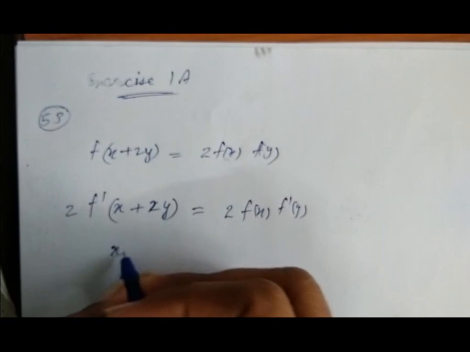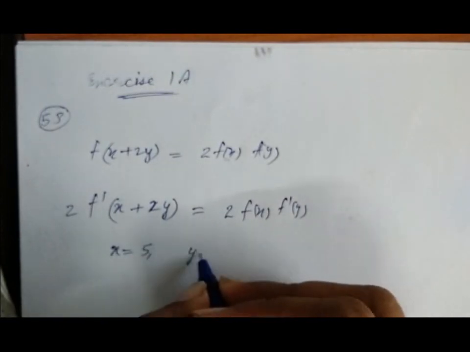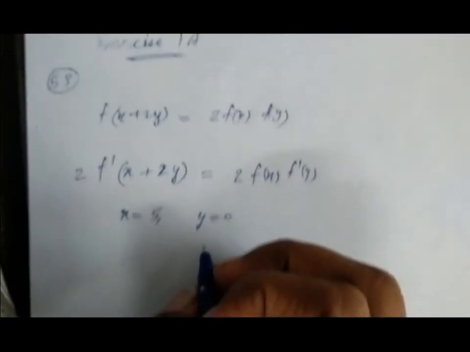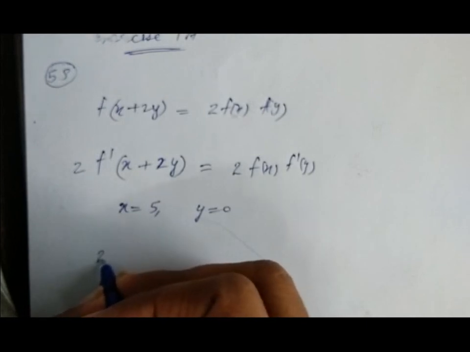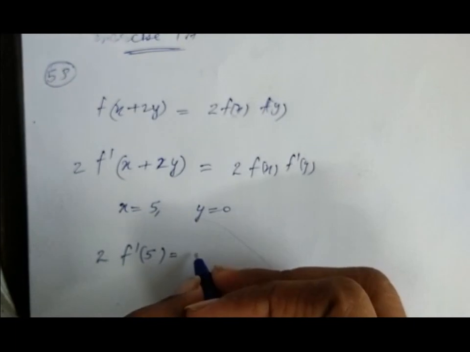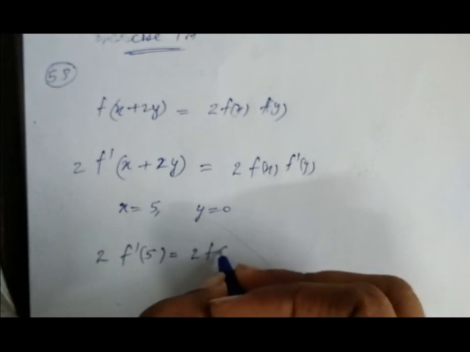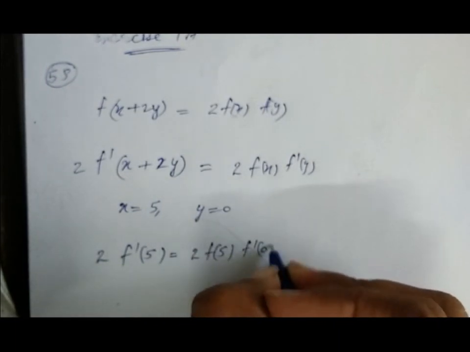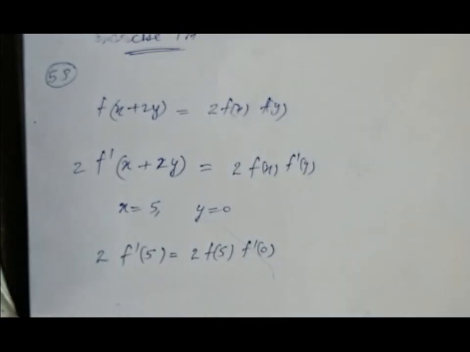Now we can put x is equal to 5 and y is equal to 0. So we'll get 2f dash 5 is equal to twice of f5 into f dash 0. Okay. We know the value of f dash 0 and we know the value of f5. We can calculate f dash 5.